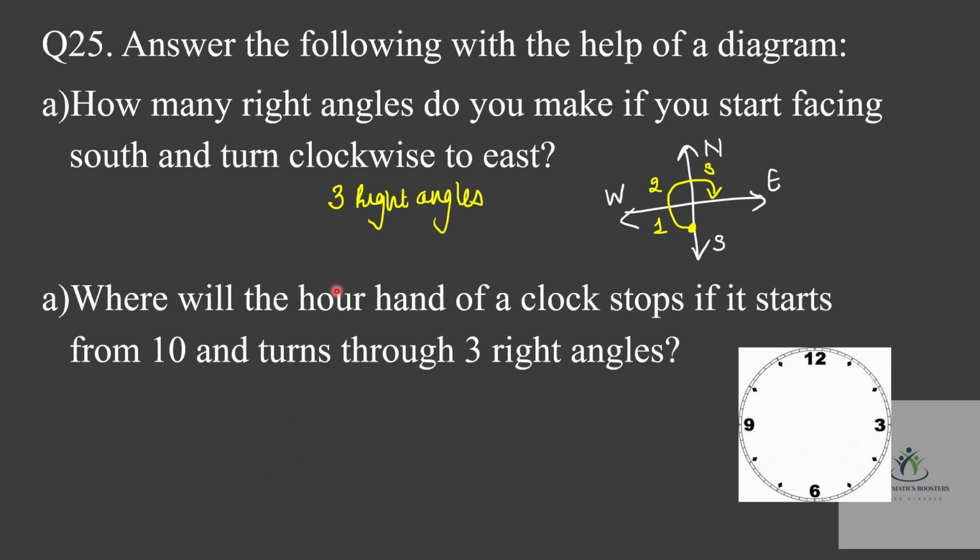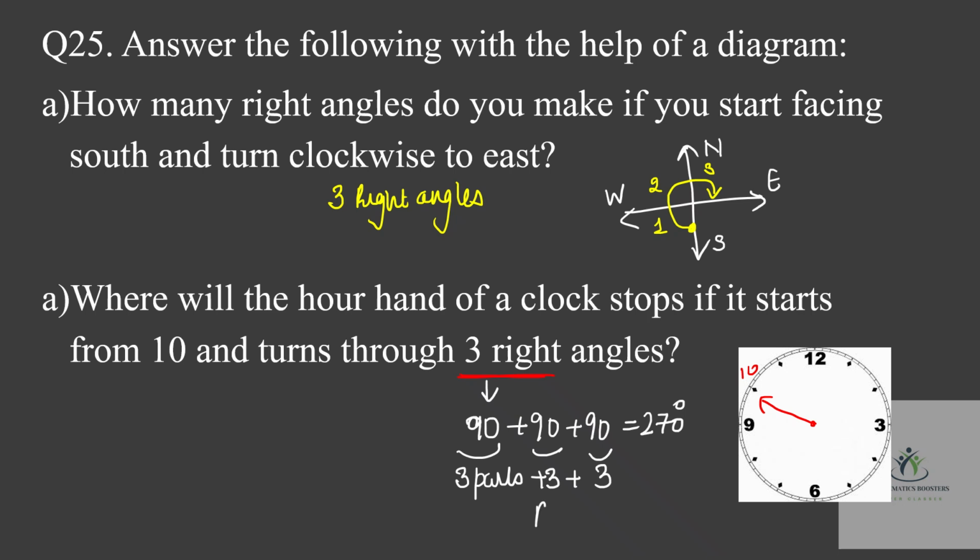So 3 right angles. Where will the hour hand of a clock stop if it starts from 10? This is your 10. Start from 10 and turn through 3 right angles. 3 right angles means 90 plus 90 plus 90, which is 270. So how many parts? In one right angle there are 3 parts. 3 plus 3 plus 3, so there will be 9 parts.